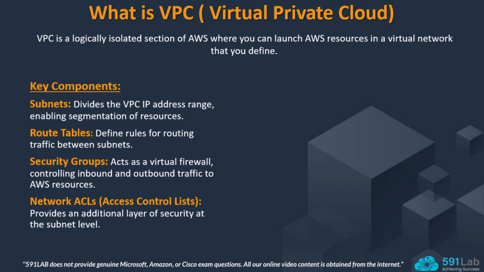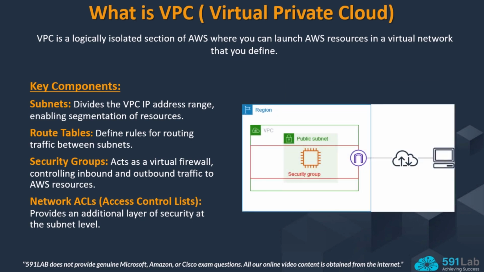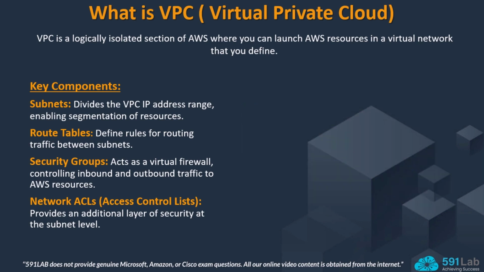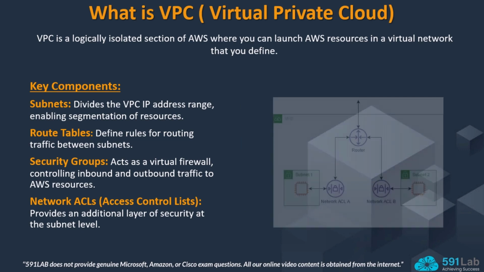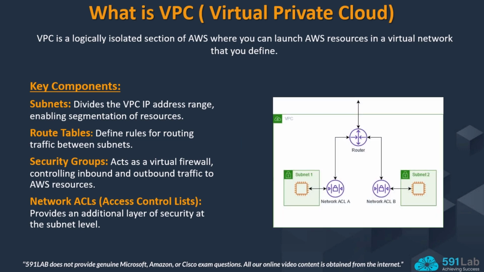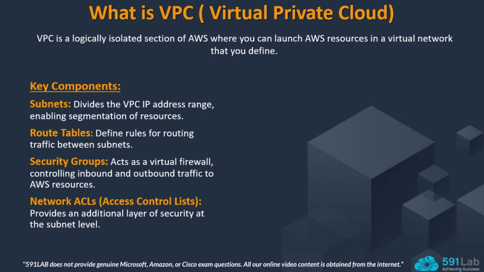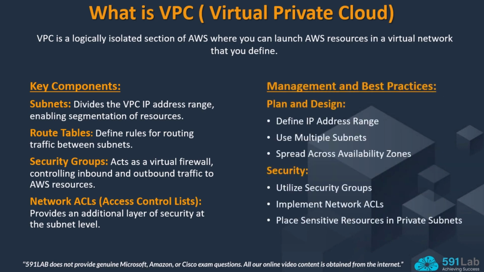Security groups act as a firewall controlling inbound and outbound traffic to AWS resources. You can specify rules that allow traffic to or from instances based on IP addresses, ports, and protocols. Network ACLs provide an additional layer of security at the subnet level for controlling traffic in and out of one or more subnets. Before deploying a VPC, there are several best practices for VPC management.